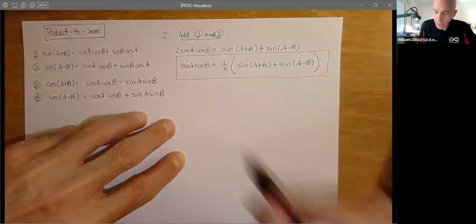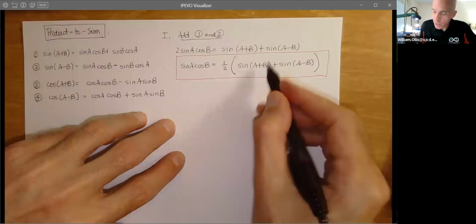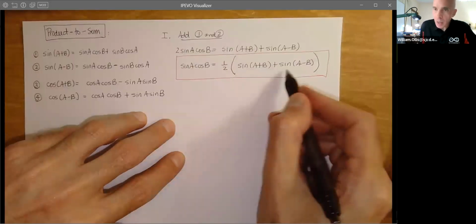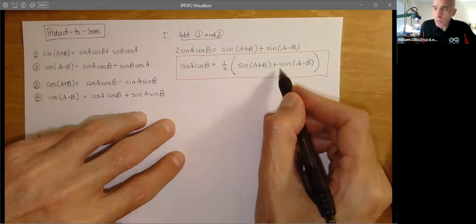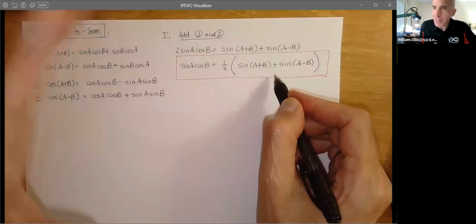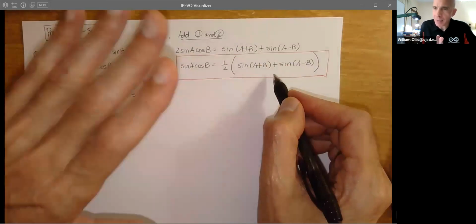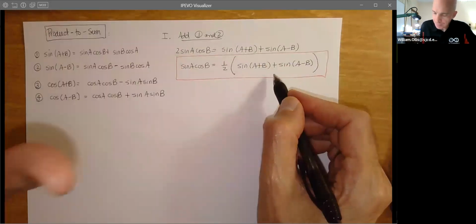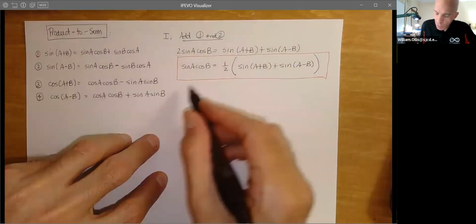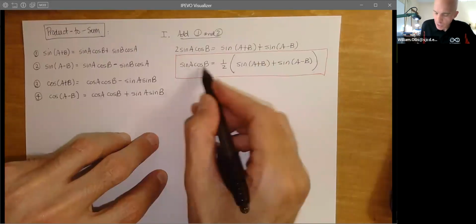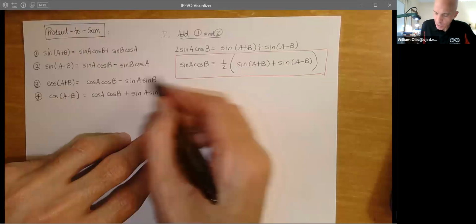Again, this would require integration by parts. We can do very simple integrals here. So this is very useful in Fourier analysis, very useful in calculus 2. All of these are useful in calculus. That goes without saying. Now, what if we want these to flip around? Okay, let's not do any more adding. Let's just flip them around.